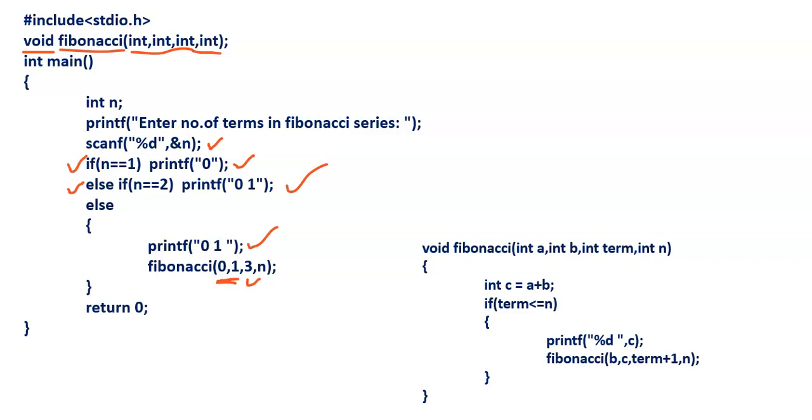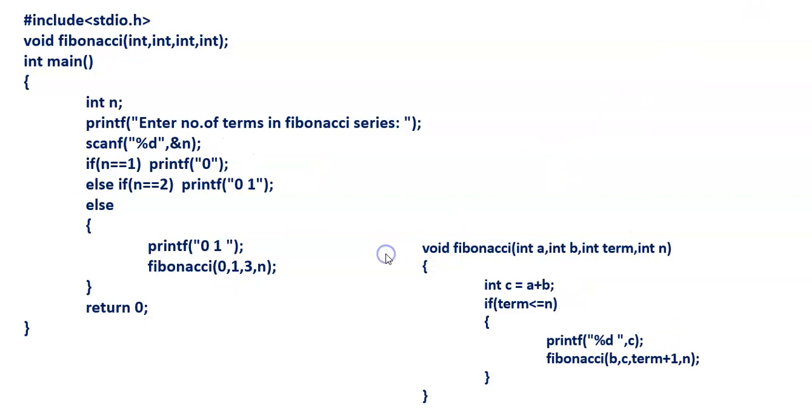Coming to the Fibonacci function, we are receiving arguments in a, b, term and n. Then we are calculating c value. Then we are checking condition. If term value is less than or equal to n, then we are printing c value. And again we are calling the recursive function by passing arguments b, c, term plus 1, comma, n. Why are we doing term plus 1 here? Because when one term is printed, then we are making preparation for the next term. In this fashion, this particular function will work.